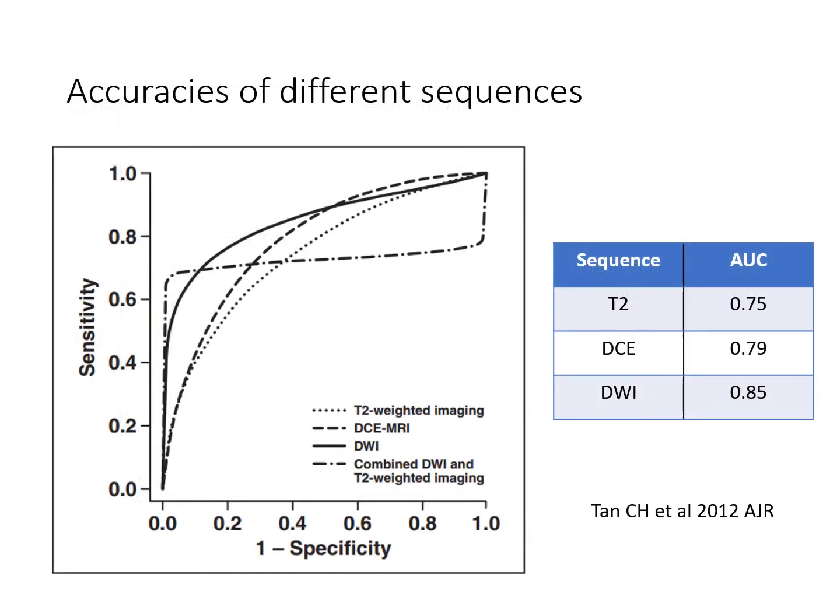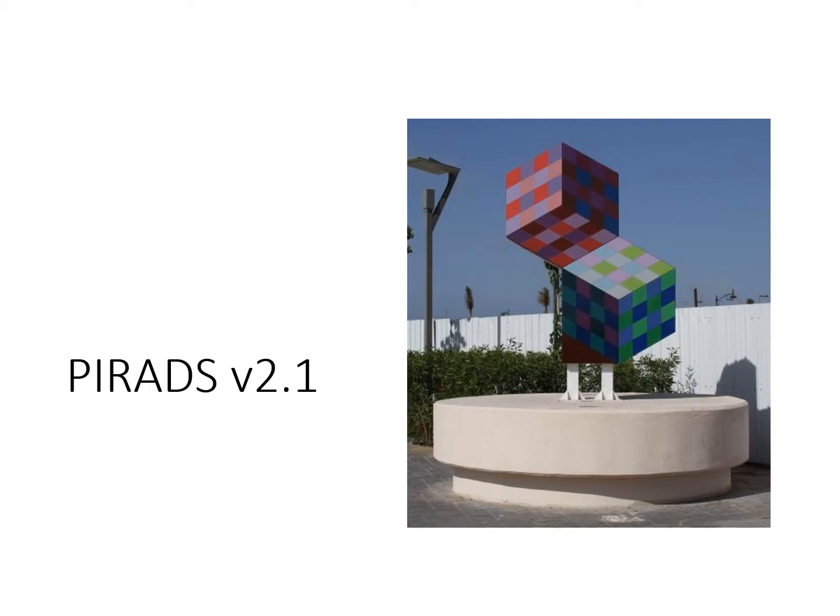Now, the point about the concept of multiparametric imaging is that each individual sequence has some degree of accuracy, but when you pool them together, you can get the most benefit from it. You've got these area under the curve figures for the different sequences, and they're reasonably okay, but when you combine them, you can actually improve the diagnostic accuracy. So that's an overview of multiparametric MRI.